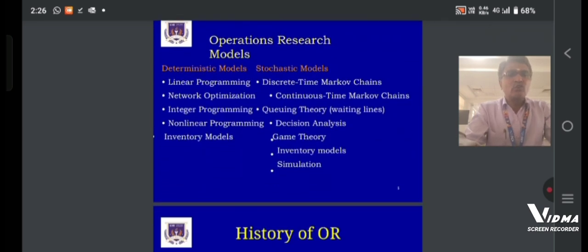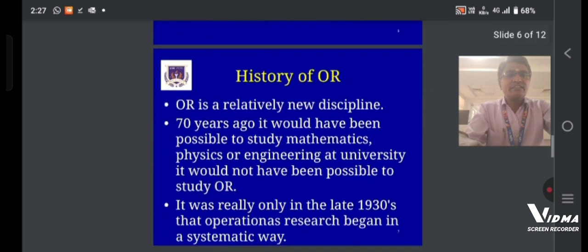Operations research has two types of models: deterministic models and stochastic models. Deterministic models include linear programming, network optimization, integer programming, non-linear programming, and inventory models. Stochastic models contain discrete time Markov chain, continuous time Markov chain, queuing theory, decision analysis, game theory, inventory model, and simulation.